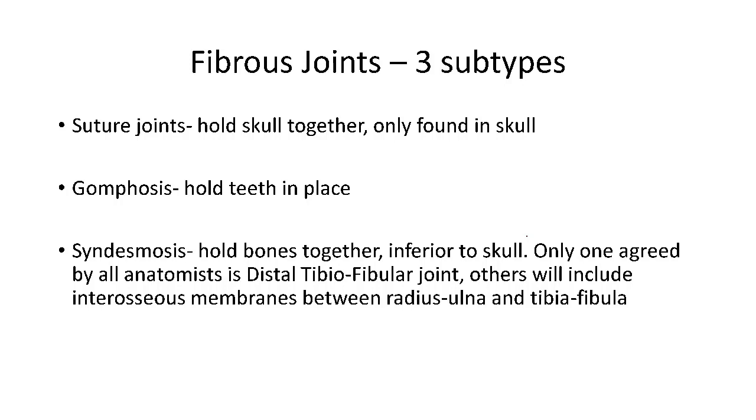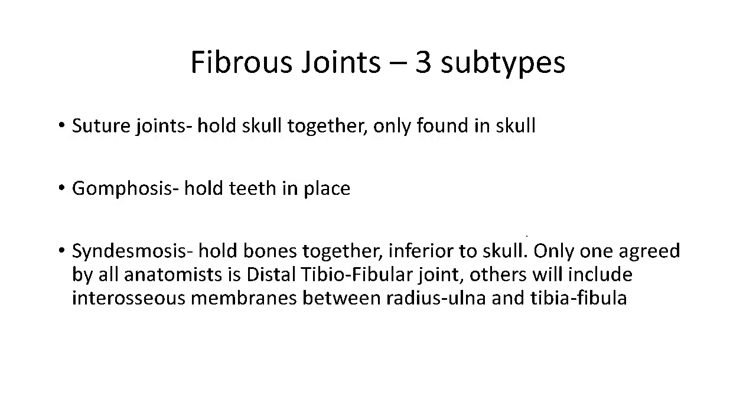So let's look at fibrous joints. There are 3 subtypes of fibrous joints. The first is a suture joint, which holds the skull together. It's only found in the skull. Gomphosis is also only found in the skull. It's how we hold our teeth in place. And there's a joint called a syndesmosis, which holds bones together, non-moving, synarthrosis, and it's anywhere that's inferior to the skull.